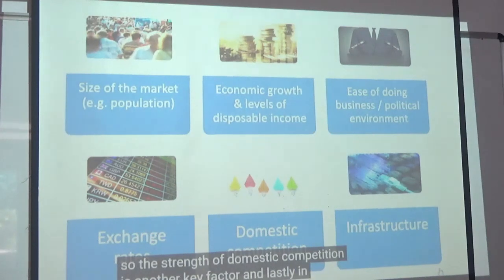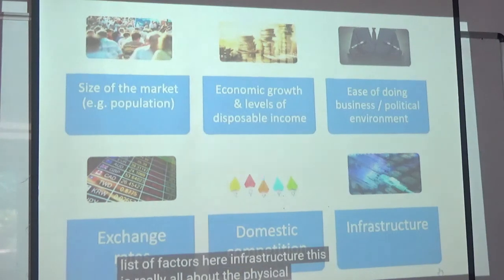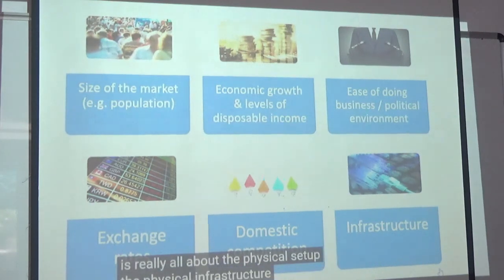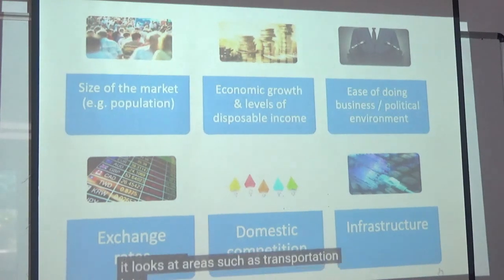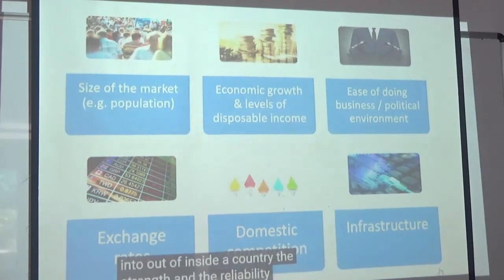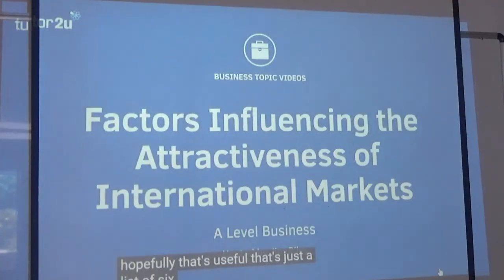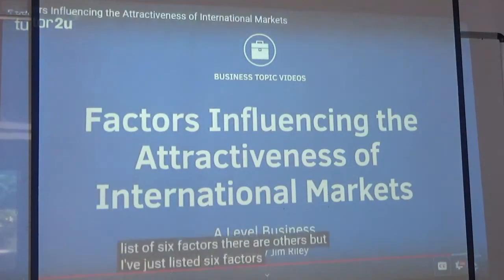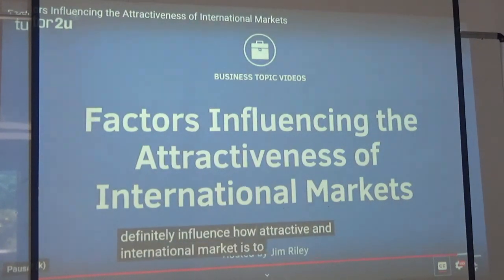And lastly, in our list of factors here, infrastructure. This is really all about the physical setup, the physical infrastructure of the market. It looks at areas such as transportation, into, out of, inside the country, the strength and the reliability of data systems, and for example the availability of broadband services. So there we go. Hopefully that's useful. That's just a list of 6 factors. There are others, but I've just listed 6 factors there that definitely influence how attractive an international market is to a business.